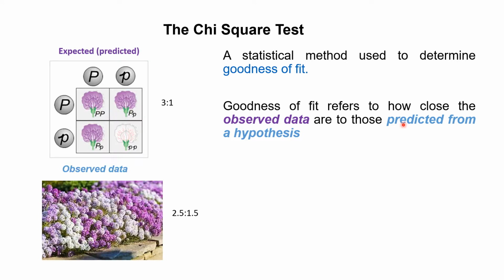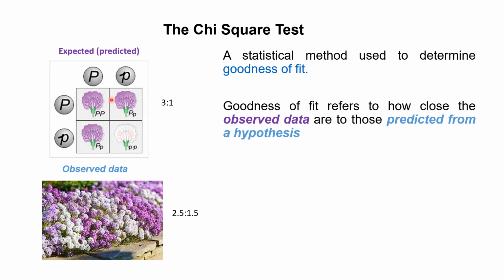So let me show you an example. Something that we are going to do in the lab is to compare the expected data to the observed data, and this happens all the time in genetics. In this case, we show you with plants, but in the lab we are going to use fruit flies.